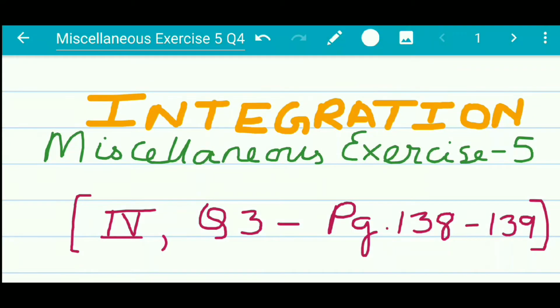Hello students, in this lecture, we are going to cover certain sums of miscellaneous exercise 5. Now these sums are based on the same 4 formulae which we covered in the previous lectures. And the sums have been taken from page number 138, 139. The question numbers, as you can see, I have written over here.